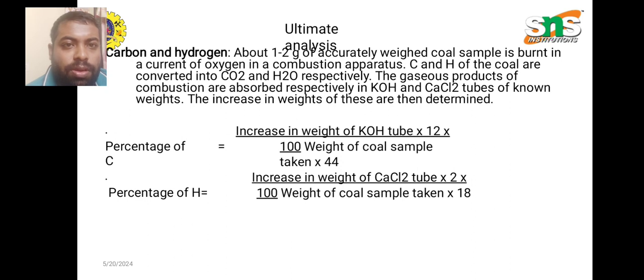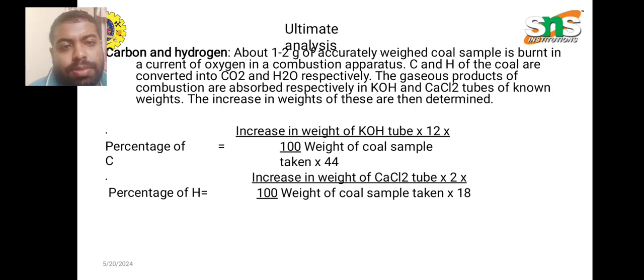Ultimate analysis measured for carbon and hydrogen. About 1 to 2 gram of accurately weighed coal sample is burnt in a current of oxygen in a combustion apparatus. Carbon and hydrogen of the coal are converted to carbon dioxide and water respectively. The gaseous products of combustion are absorbed respectively in potassium hydroxide and calcium chloride tubes of known weights. The increase in weights of these are then determined.